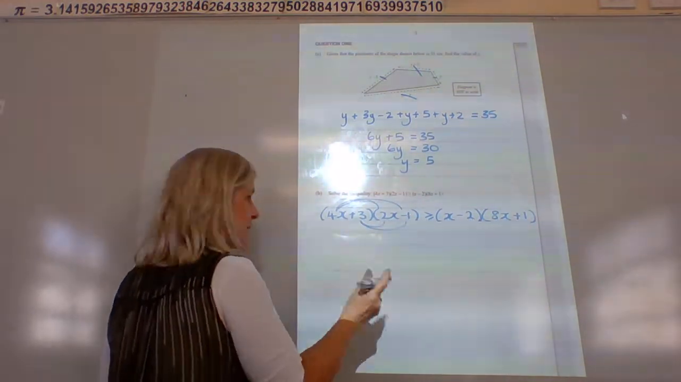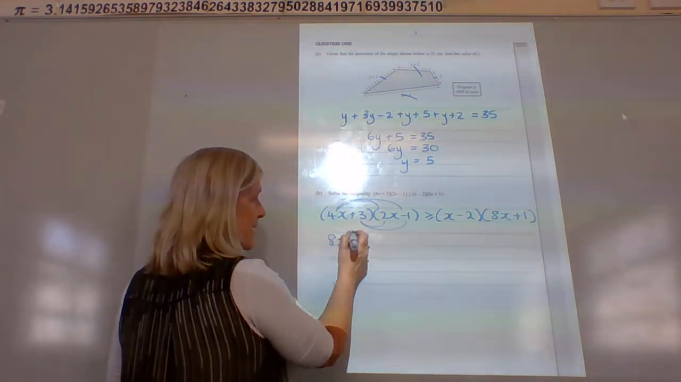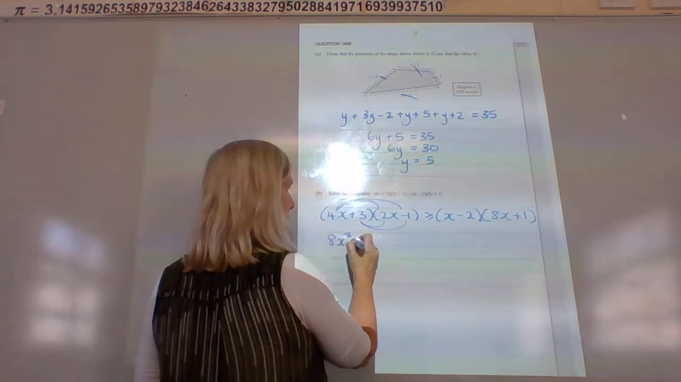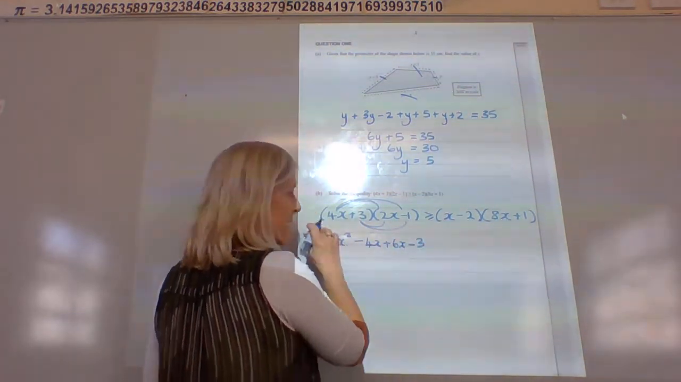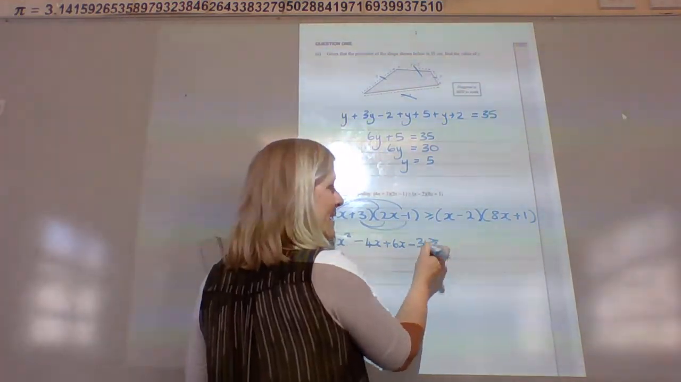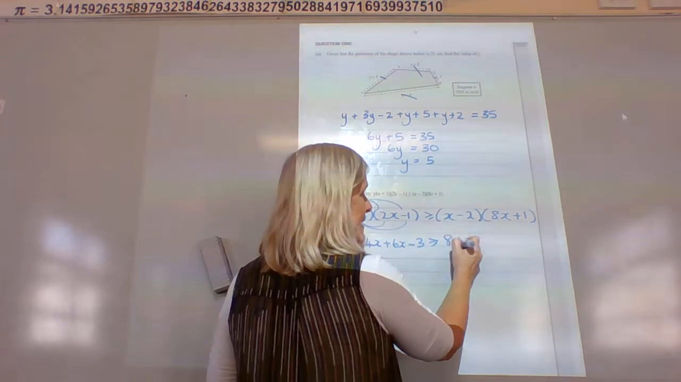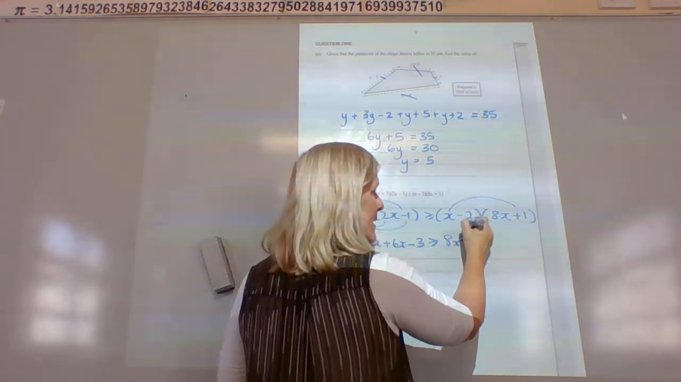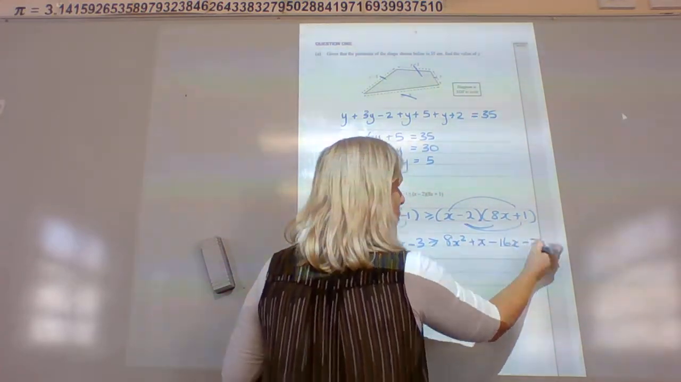If you're using FOIL, doesn't matter what you use. 8, 2 times x squared, right? And then we've got minus 4x plus 6x minus 3 as we go through. On this side, keeping that inequality all the way through, x times 8x is 8x squared, 8x times 1 is 8x, negative 2 times 8x is negative 16x, and negative 2.